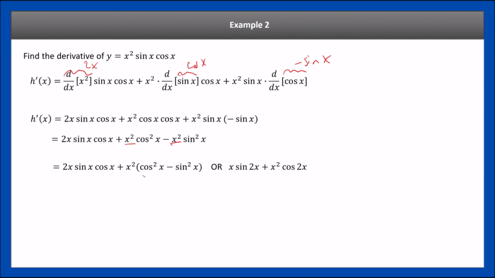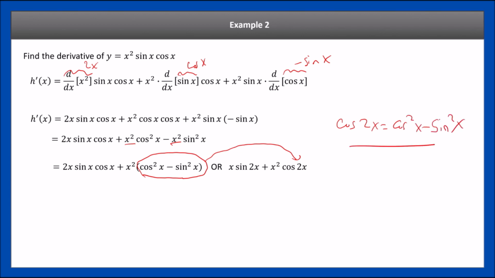But you can also simplify and use an identity for that. This is equal to cosine 2x. That's an identity. Cosine of 2x equals cosine squared x minus sine squared x. That's just an identity. You don't have to use the identity. You can just leave the answer as this. That's fine. But I like to simplify things a little bit.